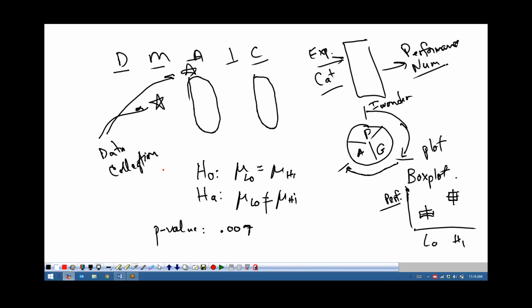If p is low, what goes? If p is low, H0 must go. H0. Right, so in this one, we say we reject the notion that they are equal in favor of the fact that they are unequal. So this difference here that we see is statistically significant. So it's real. What we see is real.